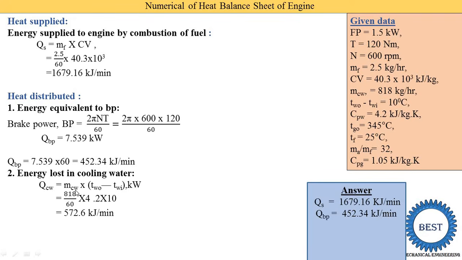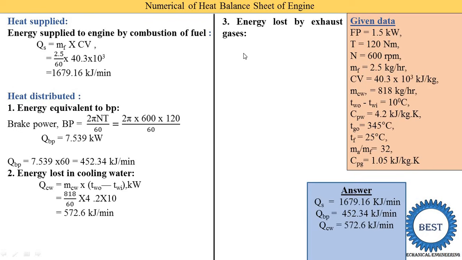So here you see that our unit of mass is kg per minute into Cp kilojoule per kg Kelvin, and this temperature difference is also in Kelvin. So this Kelvin is cancelled and the kg is cancelled, then the remaining is kilojoule per minute. So here we mention it in the answer. And the third one is the energy lost by the exhaust gases.